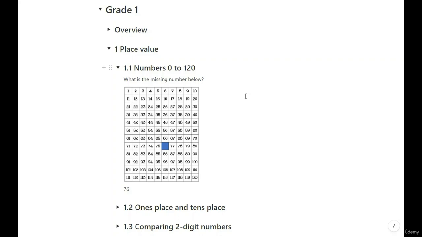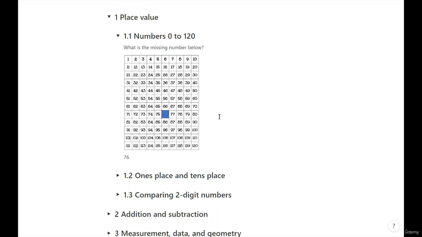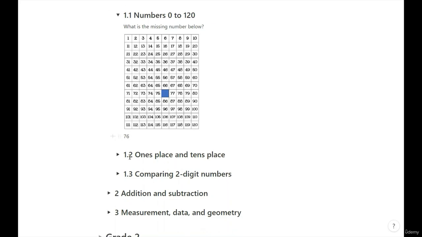For example, what is the missing number below? The student should be able to identify it is from 74, 75, 76, 77. So the missing number is 76.